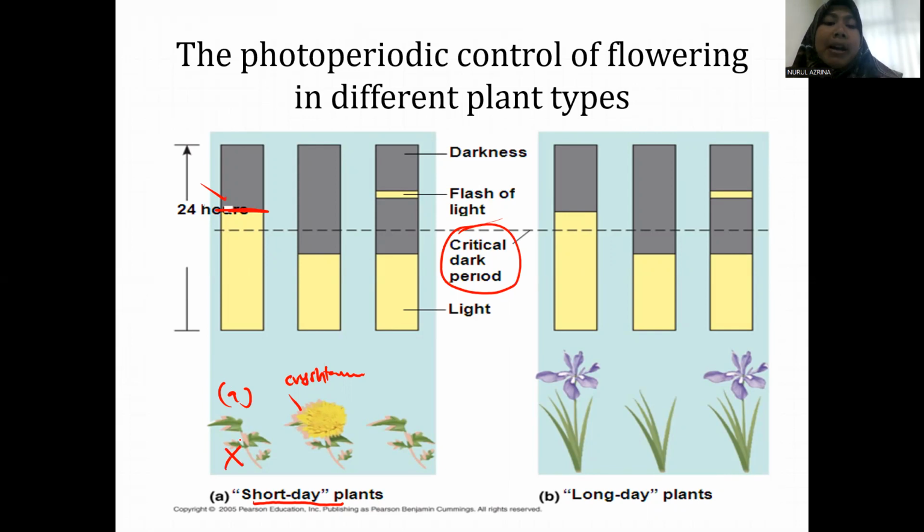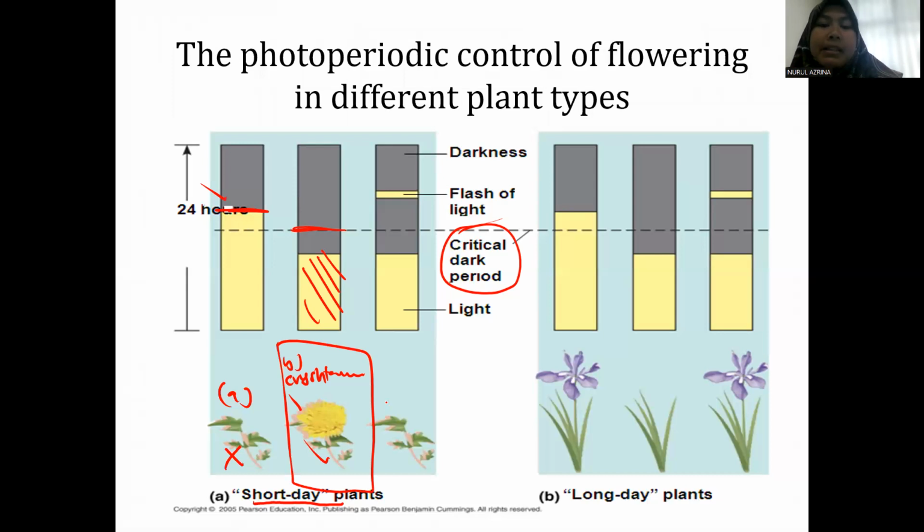But for this chrysanthemum, in the second experiment, the same plant is exposed to a continuous dark period that is shorter than the critical period. Then the plant flowers. So this is the characteristic of a short day plant.